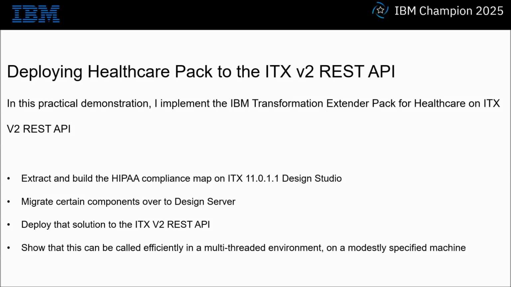In this practical demonstration, I implement the IBM Transformation Extender Pack for Healthcare on the ITX V2 REST API. First, I will extract and build the HIPAA compliance map on the ITX 11011 Design Studio. Then I will migrate certain components over to the design server. Then I will deploy that solution to the ITX V2 REST API. And finally, I will show that this can be called efficiently in a multi-threaded environment on a modestly specified machine.